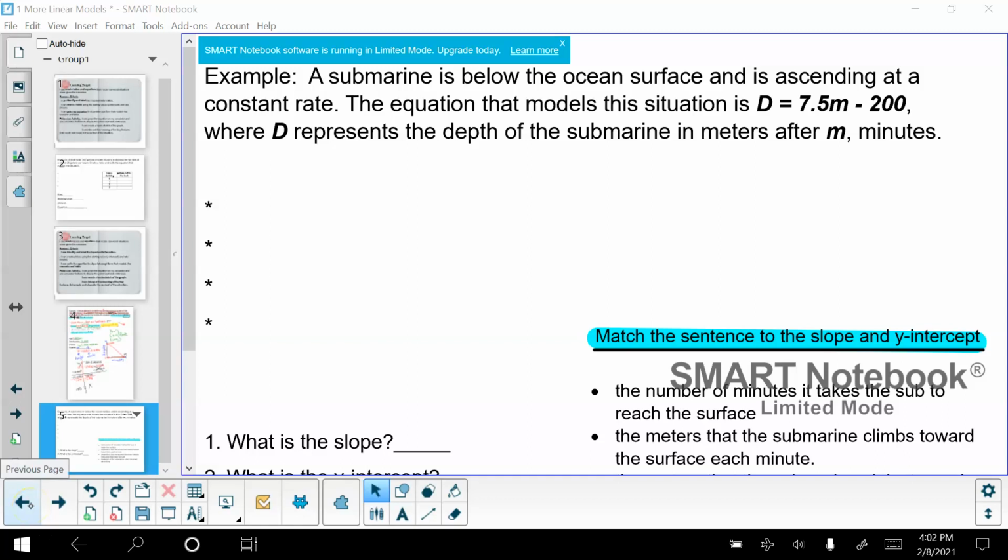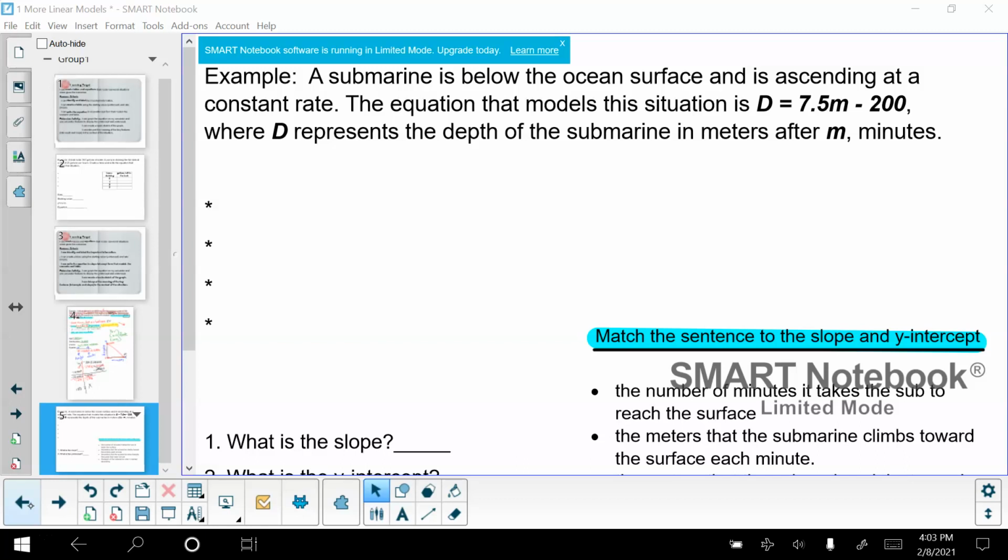Hello, this is our last little instructional video on linear models, and this is really more of the extension activity with interpreting the parts of the linear equation. So we're going to be looking at interpreting not just the y-intercept and the slope, but also, since we've got the equation, interpreting the x-intercept by figuring out what it is algebraically, and then matching them up to the sentences that we have over here on the right-hand side.